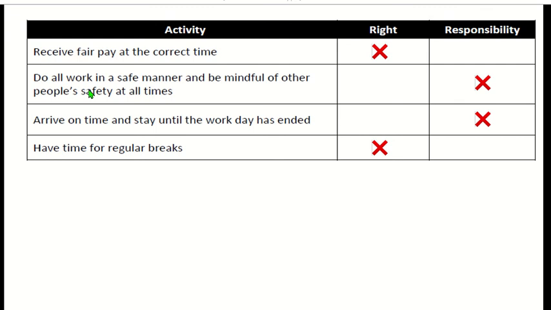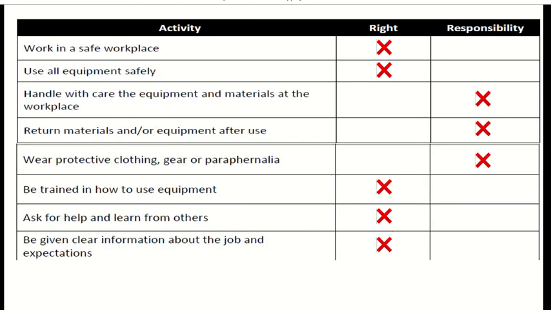Have a time for regular breaks. So ito naman, pahinga, break time. So ito ay karapatan din natin. So yan. Then, pasusunod. Yan. Work in a safe workplace. That is a right, di ba?